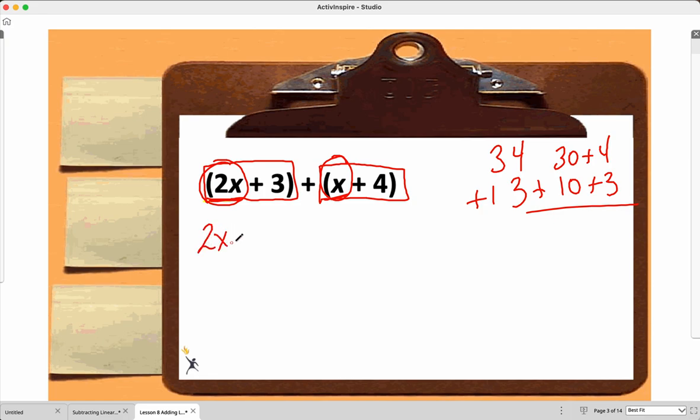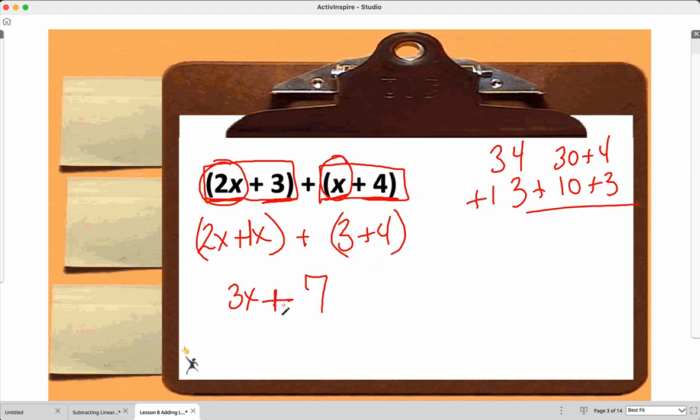I say, okay, 2x plus x together makes 3x because I have a hidden 1 sitting right there. Then plus 3 plus 4. That's 7, and it's a positive 7, so I'm going to say plus 7. Just like I would have put 30 and 10 together to get 40, plus 7, and put them together to get 47. Here, because they're not the same, I can't put them together. I can't simplify this any further.